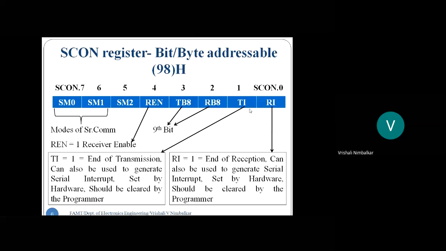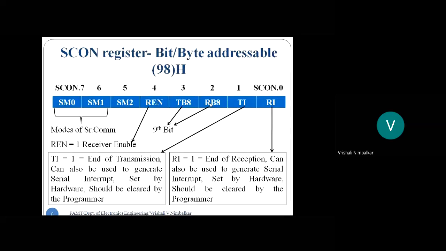Now similarly, TI is the transmission interrupt. If the TI bit is set, it means the microcontroller has finished the transmission operation. You can make use of TI to generate an interrupt, or we can check with the help of an instruction whether TI has been set or not. TI is set when transmission is completed. So these are the 2 bits indicating the operations are over.